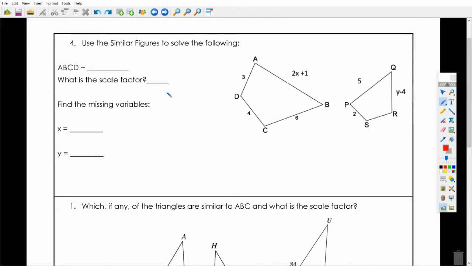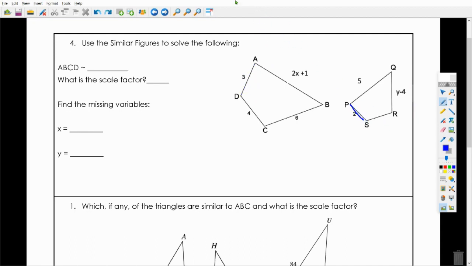All right, moving on. So number 4 here. So if we take a look at this one, it tricks a lot of people because of the orientation of the shape. It's just rotated a little bit, so we have to find which side matches with which side. And so here, one way to look at it is this smaller shape is being rotated a little bit. So if I rotate it back, PS should match up with AD.